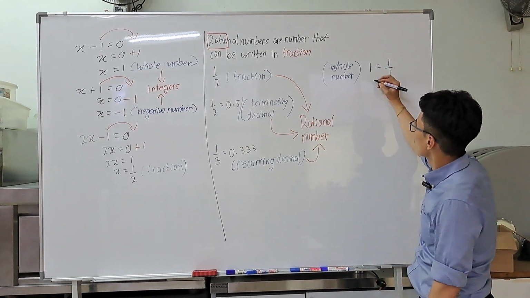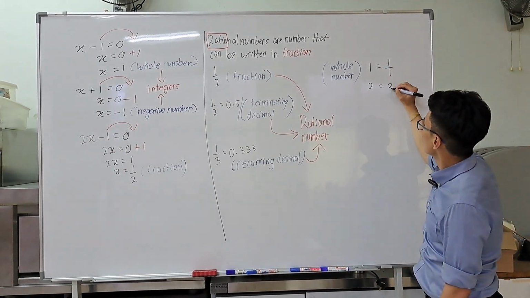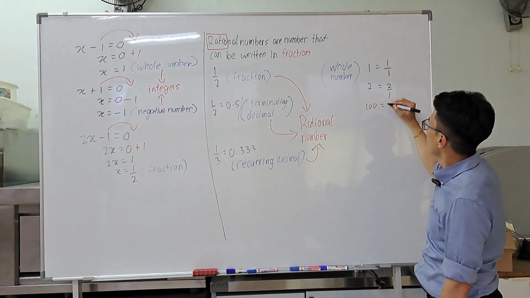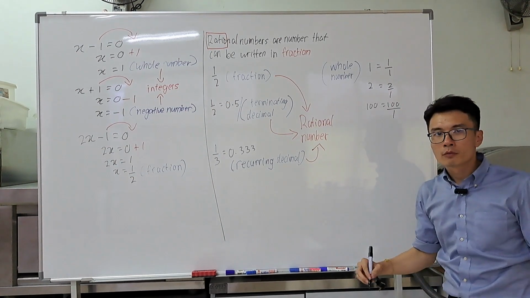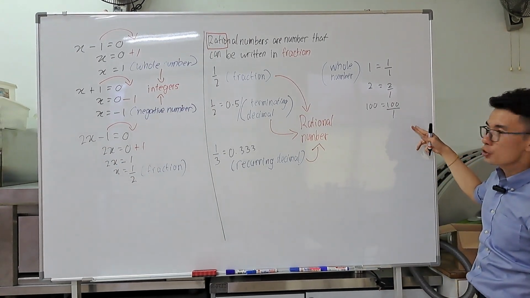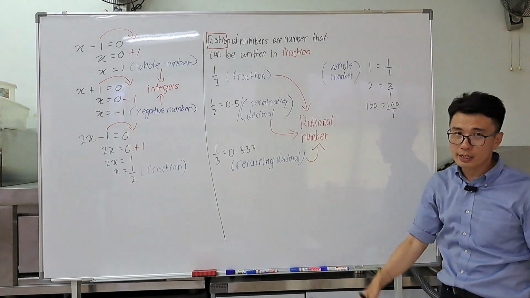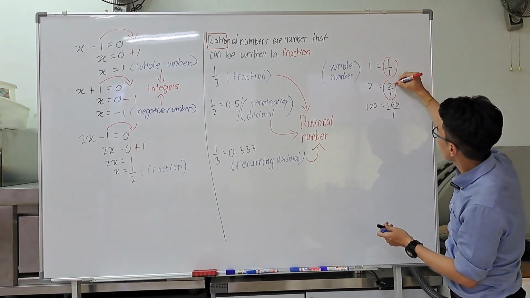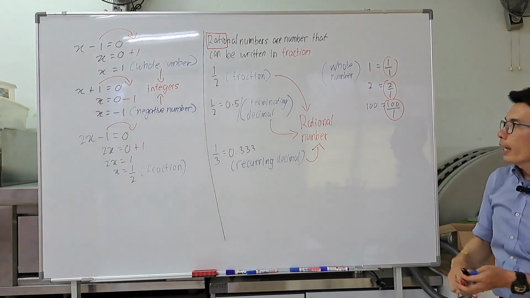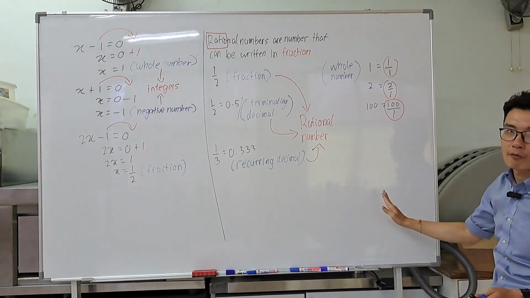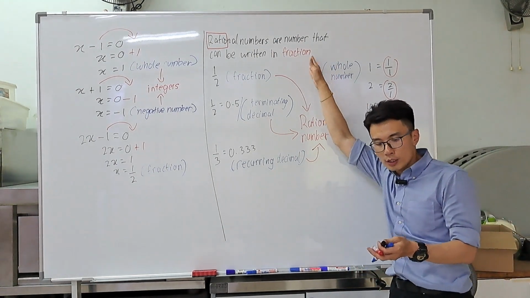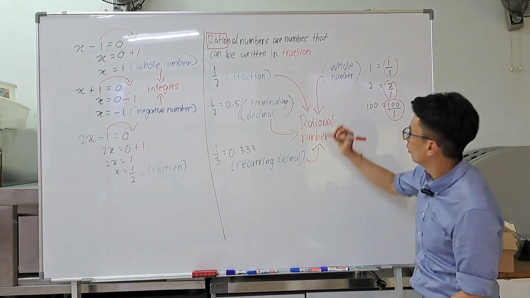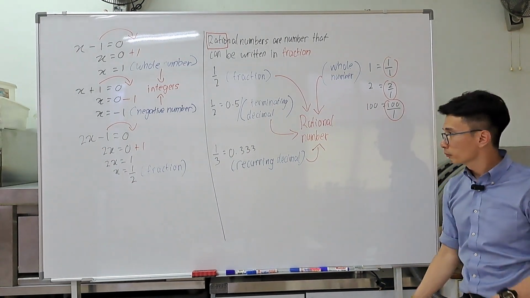It is the same for any whole number. Let's say I choose 2. I can write it as 2 over 1. If I choose 100, I can write it as 100 over 1. So what does this show? It shows that for any whole number that I get, I can write it as a fraction. And since I can write a whole number as a fraction, based on this definition, whole numbers also fall into the same family of rational numbers.